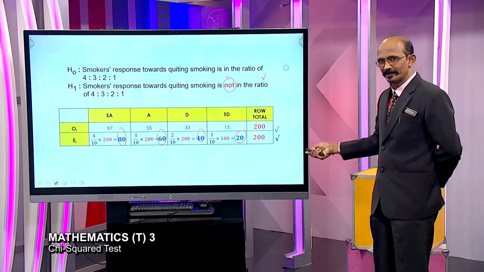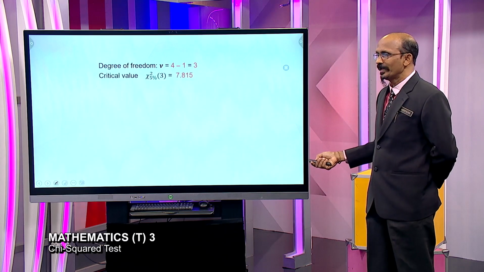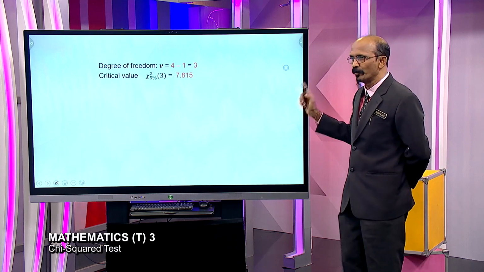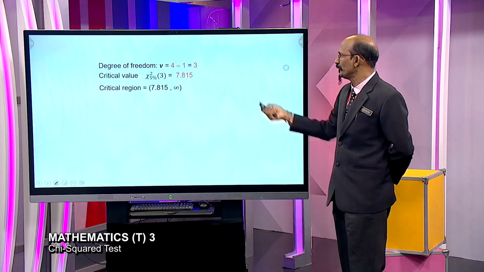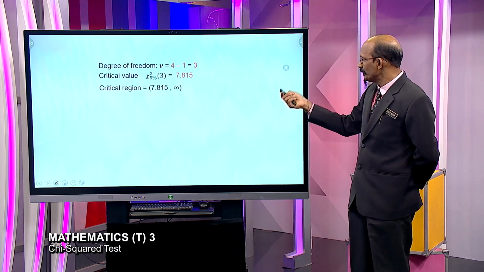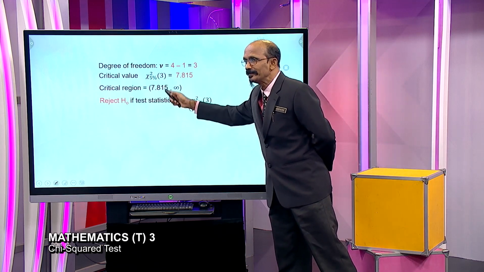So next one, step 3. You need to find degree of freedom because you got 4 columns. So 4 minus 1 is 3. You find your critical value. You get 7.815 from the table. Then your critical region. Then your early decision. It's almost identical.